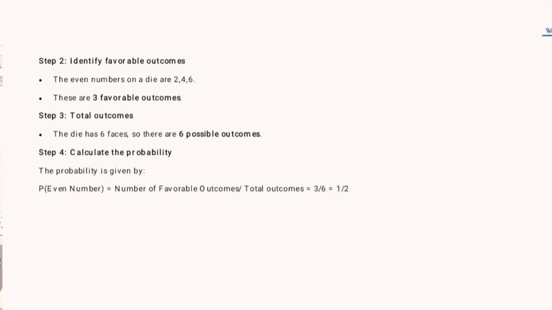Out of this, how many odd numbers are there? How many even numbers are there? There are 3 odds: 1, 3, 5 are odds. 2, 4, 6 are even. So he is asking specifically about even number possibilities. So there are 3 out of 6. So 3 by 6, which is nothing but 1 by 2.